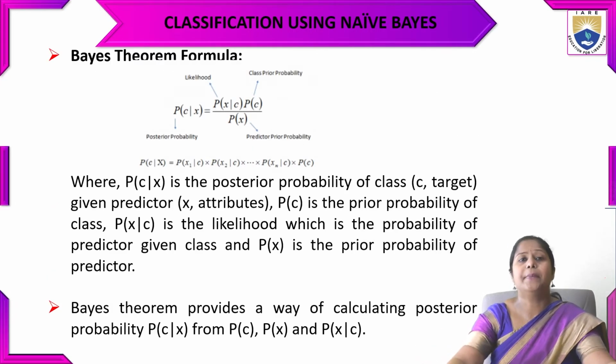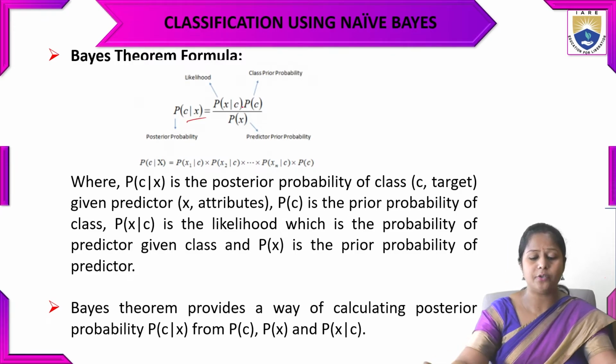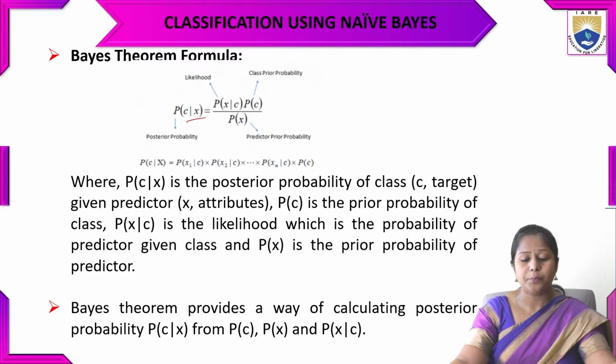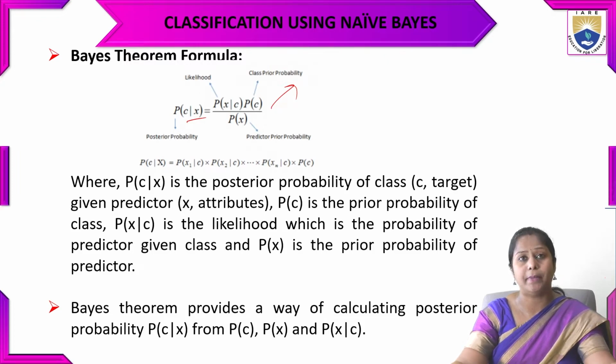So the Bayes theorem formula is there. P(C|X) is equal to P(X|C) into P(C) divided by P(X). So here P(C|X) will be the posterior probability. P(X|C) will be the likelihood. P(C) will be the class prior probability and P(X) will be the predictor prior probability.